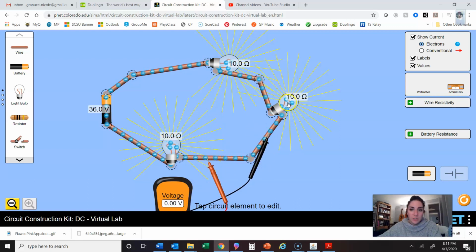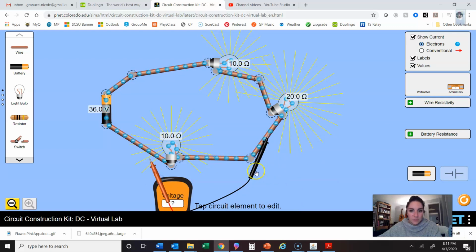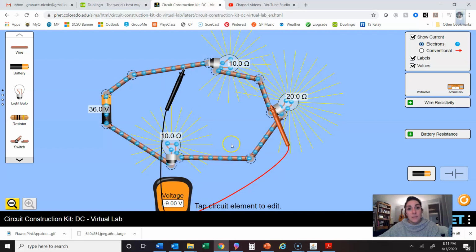But if I were to change this, for example, let's make it 20 ohms, like that, we would find that these are different. This now becomes 9, 18, and 9. 9 and 9 is 18, and 18 and 18 is 36. So once again, the voltage splits up when it's divided up like that.